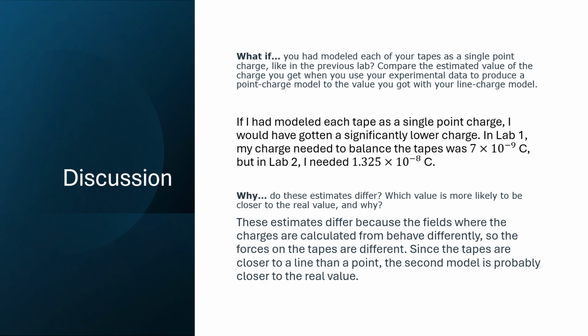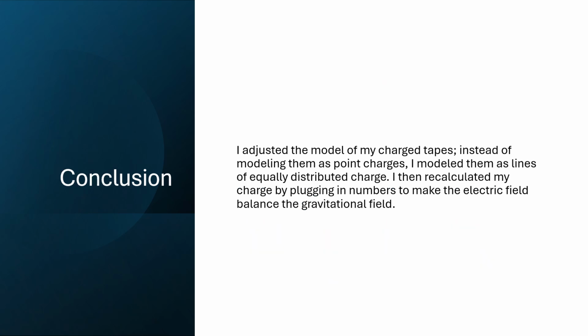These estimates differ because the fields where the charges are calculated behave differently, because the field from a point charge is very different than the field from a line of charges. So the second model is probably closer to the real value, since the tapes are better modeled as a line than a point. In conclusion, I adjusted the model of my charge tapes. Instead of modeling them as point charges, I modeled them as lines of equally distributed charge. I then recalculated my charge by plugging in numbers to make the electric field balance the gravitational field.